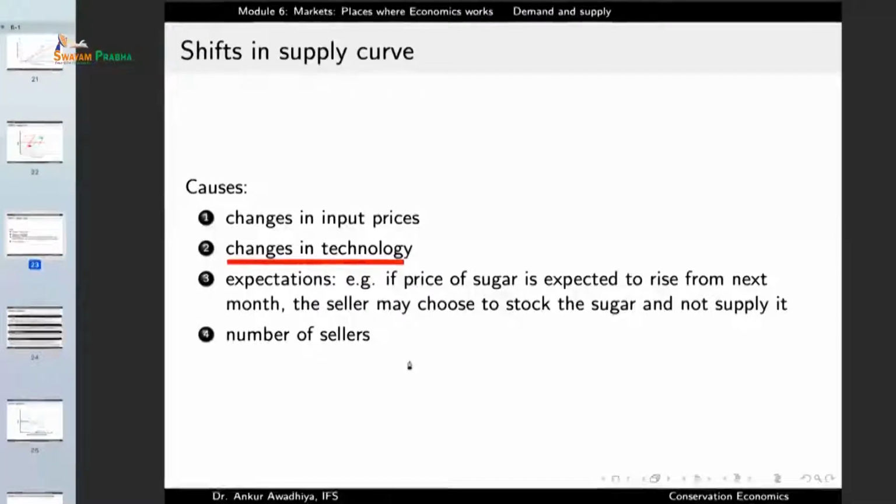Also, changes in expectations can lead to changes in the supply curve. So, if the price of sugar is expected to rise from the next month, the seller may choose to stock the sugar and not supply it. So, similar to the case of an increased taxation in petrol, if next month the price of petrol is going to go up, then each person would want to stock the petrol, and so the demand for petrol will go up.